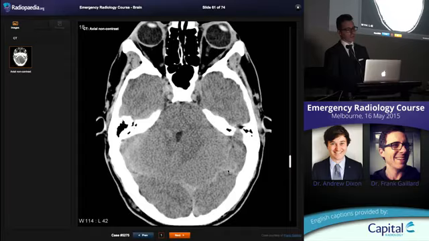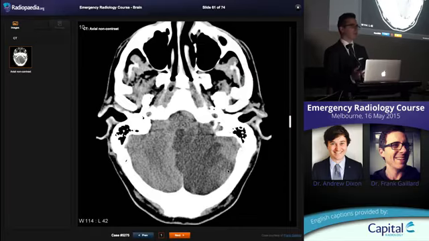And this is one of the few situations in which resecting infarcted brain is indicated. So surgeons will go in and perform a posterior fossa craniotomy and resect a lot of that dead tissue to decompress the brainstem.